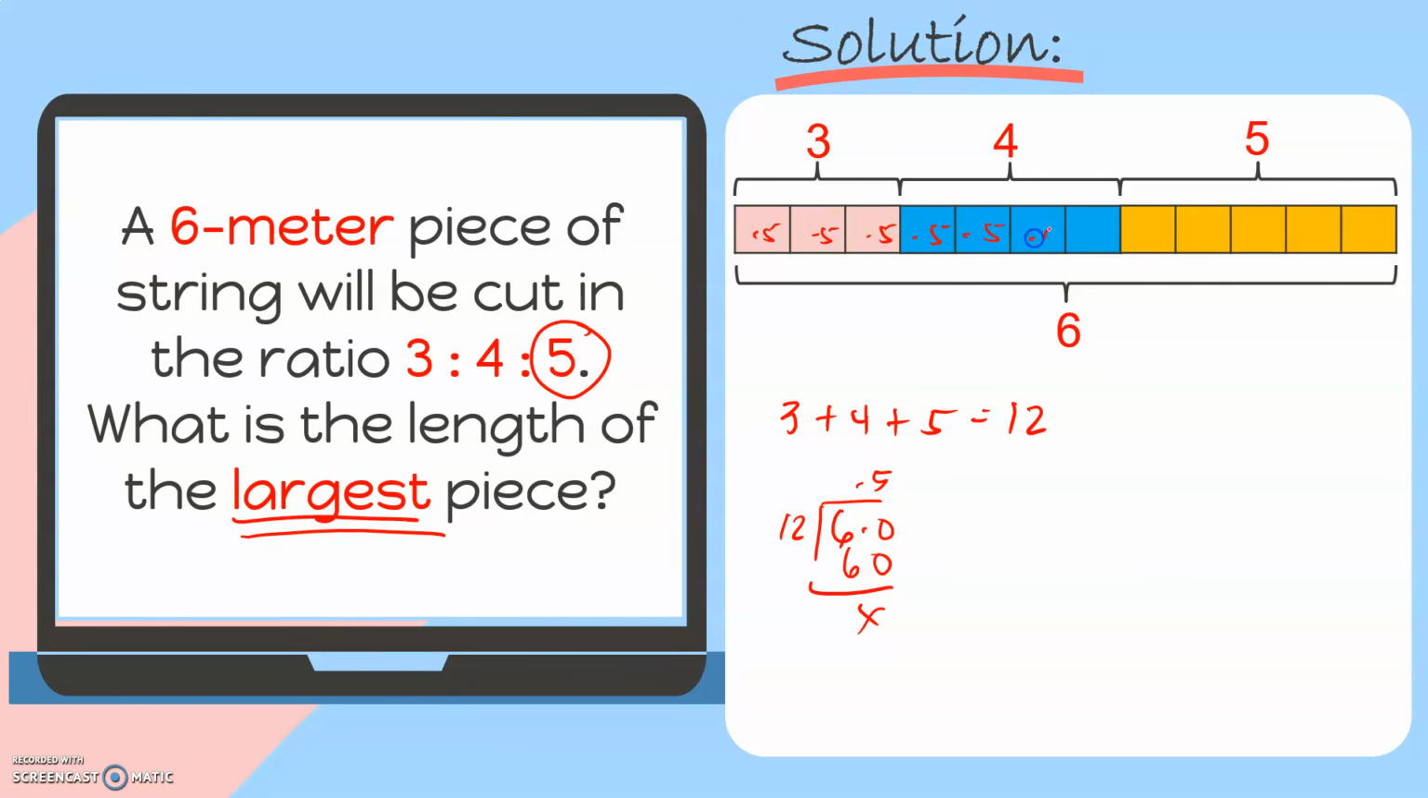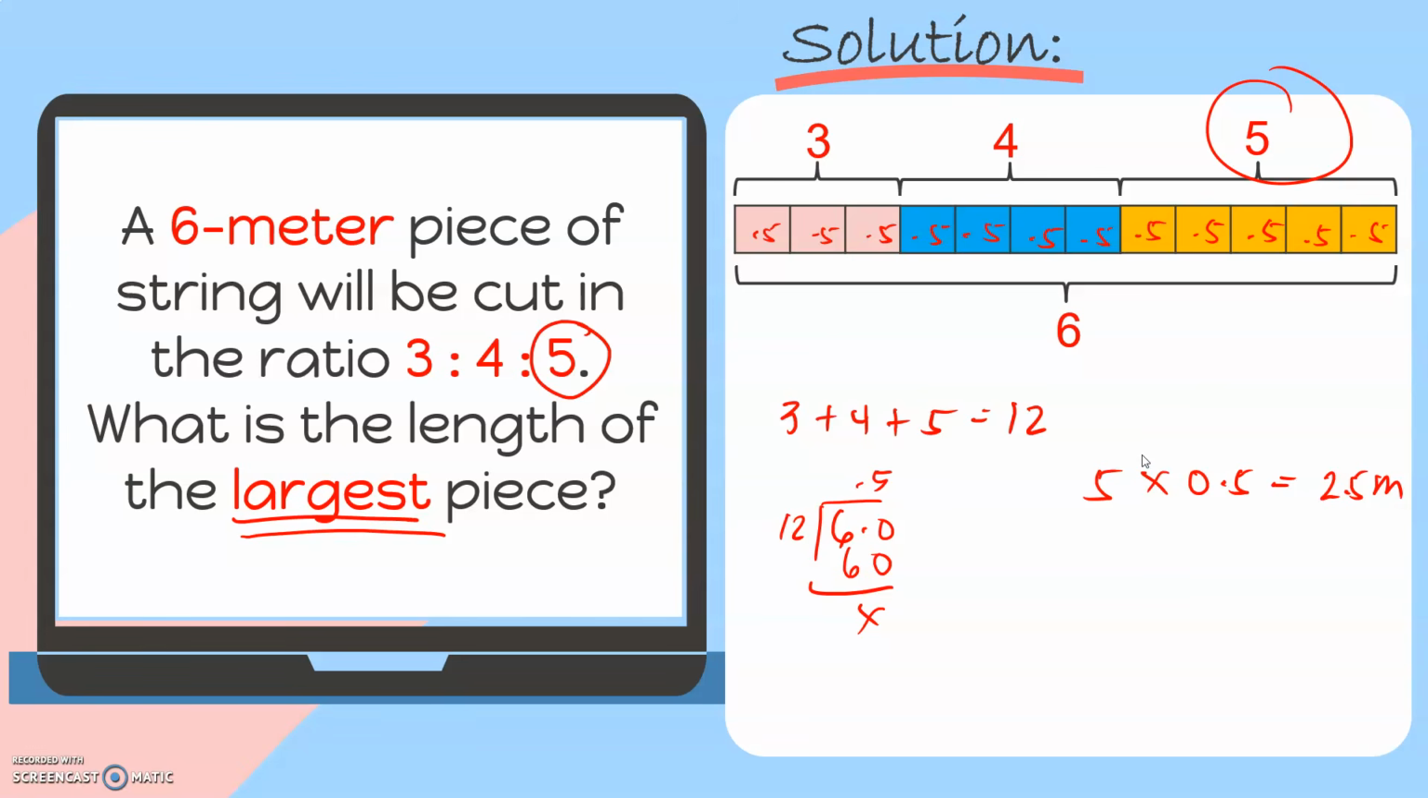Again, we are only asked to find the length of the largest piece. And the largest number in our ratio is 5. So this is what we'll find out. Let us multiply 5 by 0.5. That will give us 2.5. Okay, that means the largest piece is 2.5 meters long.